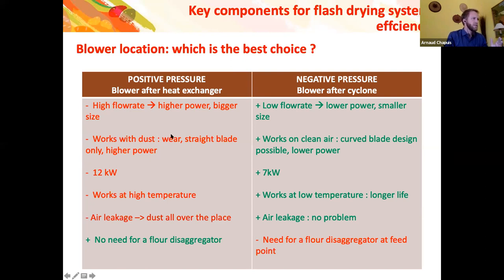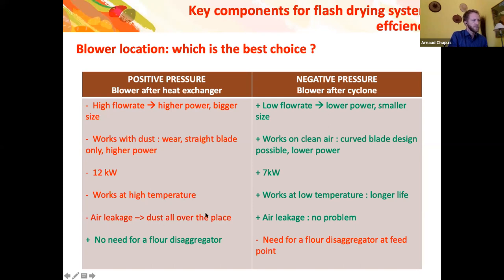Another thing is that, doing it like this, you have the product going through the blower, so the blower is going to work with dust. That means you're going to have higher wear. You will be able to use only a straight blade design that has quite low efficiency, and that will result in higher power requirements. For example, as Thierry explained yesterday, for those designs on the same dryer, when you require a 12 kilowatt blower in positive pressure, you only need 7 kilowatts in negative pressure. Also, in positive pressure the blower will work at higher temperature, which is not improving the life of the equipment. It will require higher maintenance.